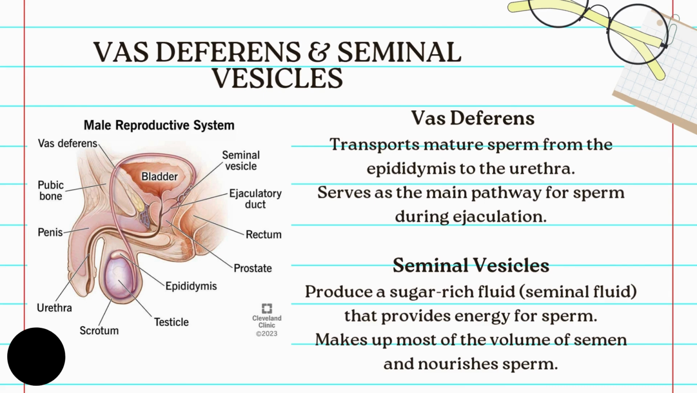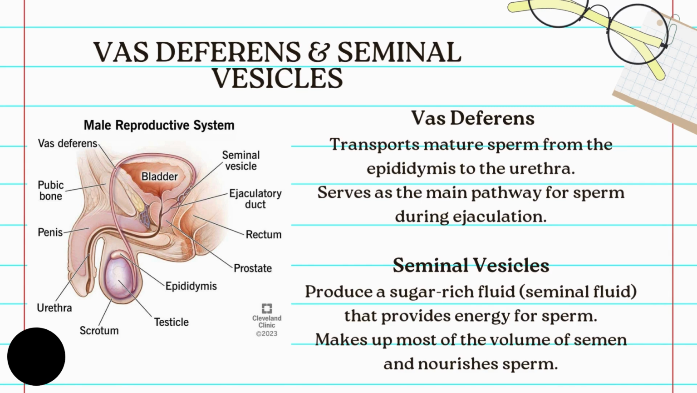And sperm dies pretty quickly. So it has to be moving very fast, and it has to not stop, so that it gets to where it needs to be before it dries out or before it dies. So the seminal fluid comes from the seminal vesicles. They produce this fluid, which gives the sperm energy, and it makes up most of the semen.